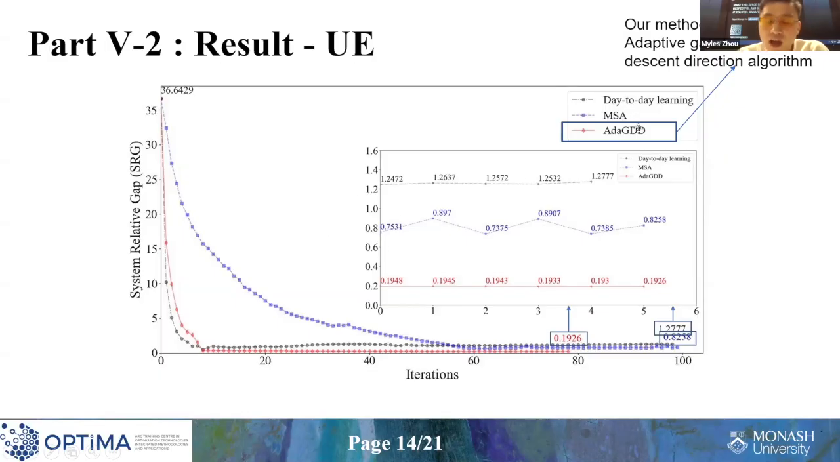And we can find all methods can find solutions with a relative gap of only 0.19, but that value for the MSA method and the data learning method is 0.8 and 1.2. It's quite a bit bigger compared with our method.